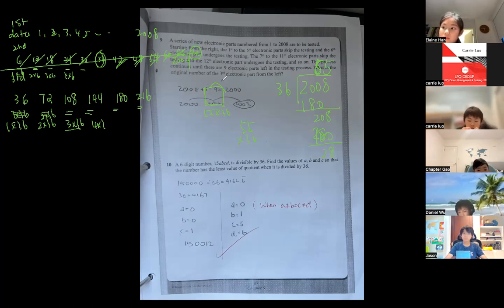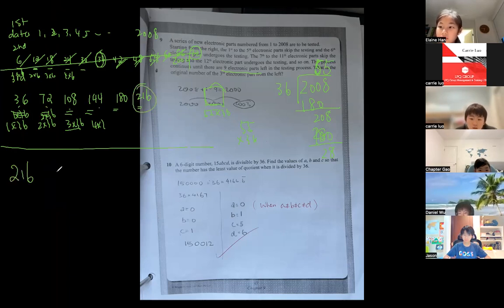Because the question asks us to stop when we have 9 electronic parts left in the testing process. So obviously for this set, we still have 55 data. Understand everybody? Okay, so that means we still need to eliminate more. So again, for the fourth set, we're doing 1, 2, 3, 4, 5, 6. So 216 has been selected.